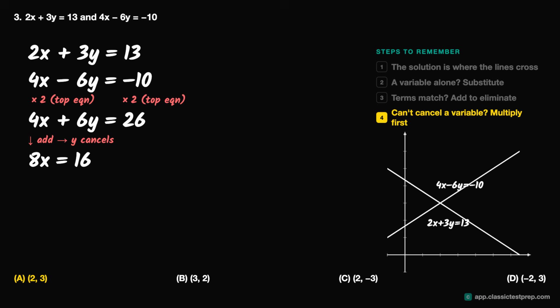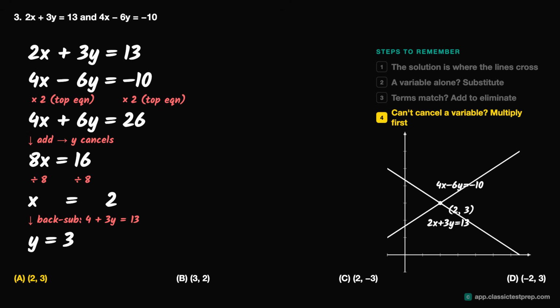So multiplying the entire top equation, including 13, by 2, we have a new system of equations that is identical. 4x plus 6y equals 26. 4x minus 6y is equal to negative 10. Combine these equations together by adding them, and we have 4x plus 4x equals 8x, and 6y minus 6y equals 0y. So we have 8x equals 26 minus 10. 8x equals 16. x is equal to 2.